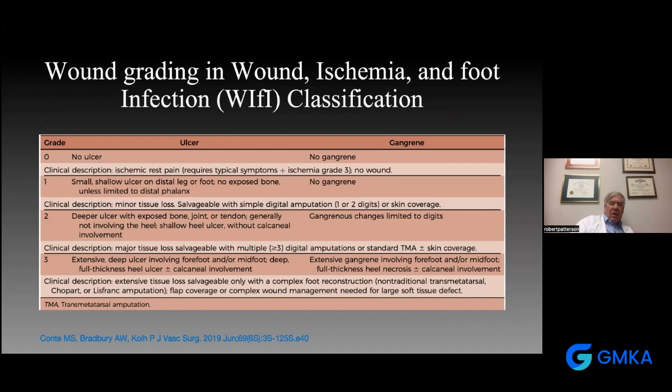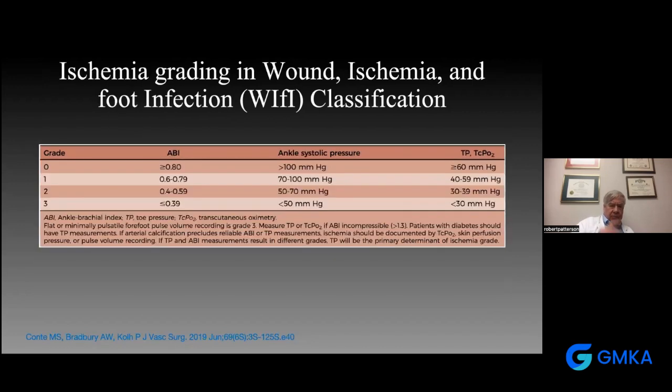They are well published, and I understand this talk will be available. So if you really want to delve into it, these are available. But it goes from having somebody that has no foot wounds at all to somebody that has such extensive foot wounds that they may not even have a reconstructible foot. And that grading goes from 0 to 3.